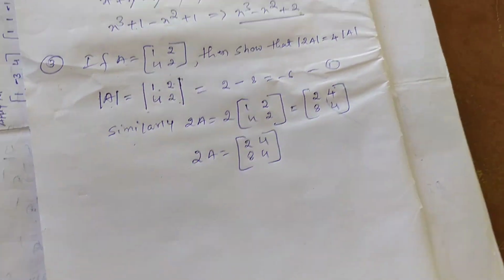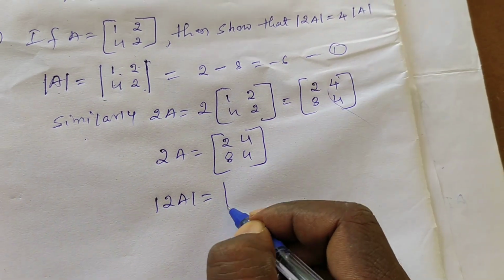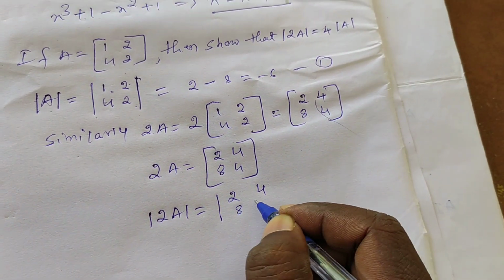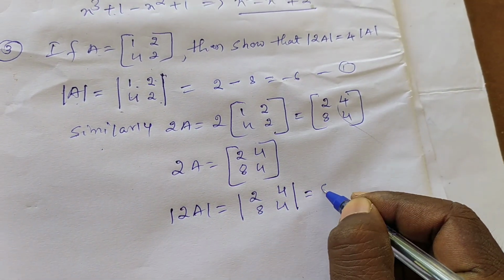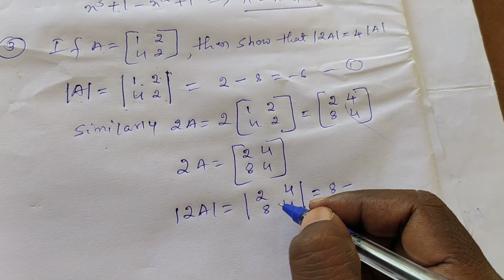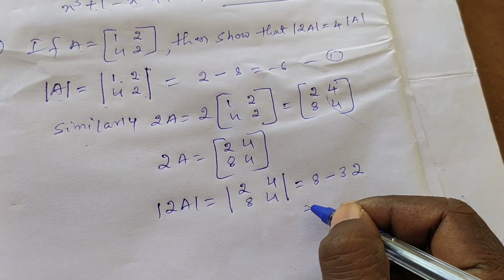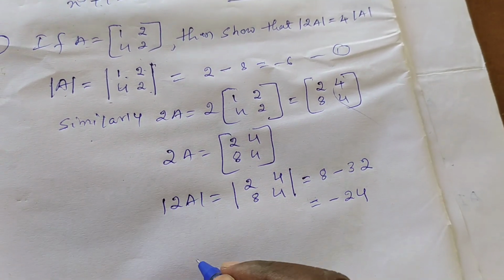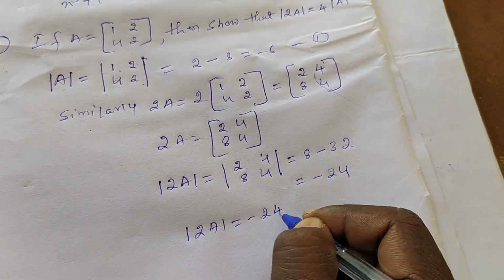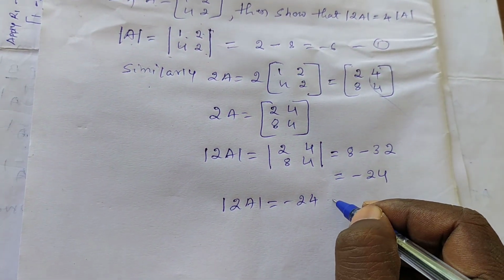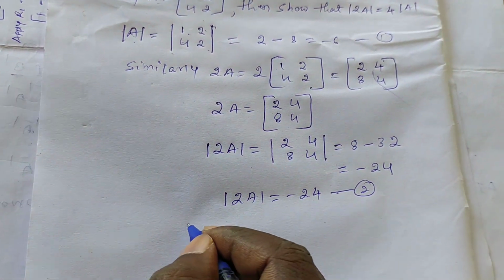Then determinant of 2A is equal to 2 4, 8 4. The value of this is 2 4s are 8, minus 8 4s are 32. This is equal to minus 24. Therefore, determinant of 2A is equal to minus 24. Call it equation number 2.